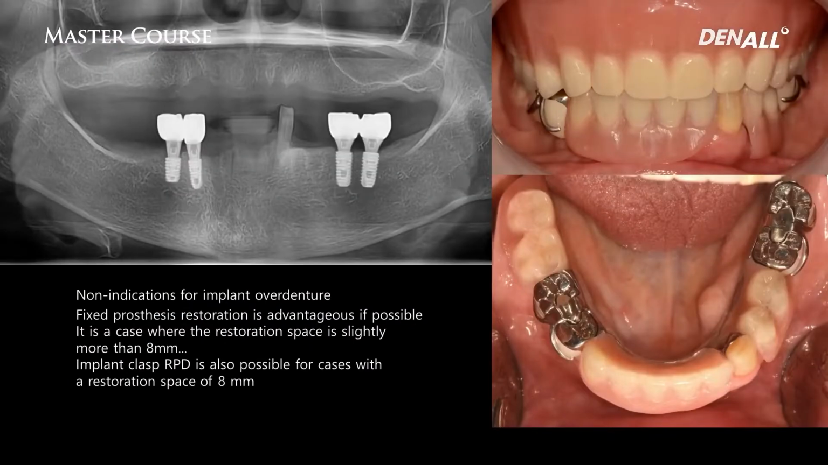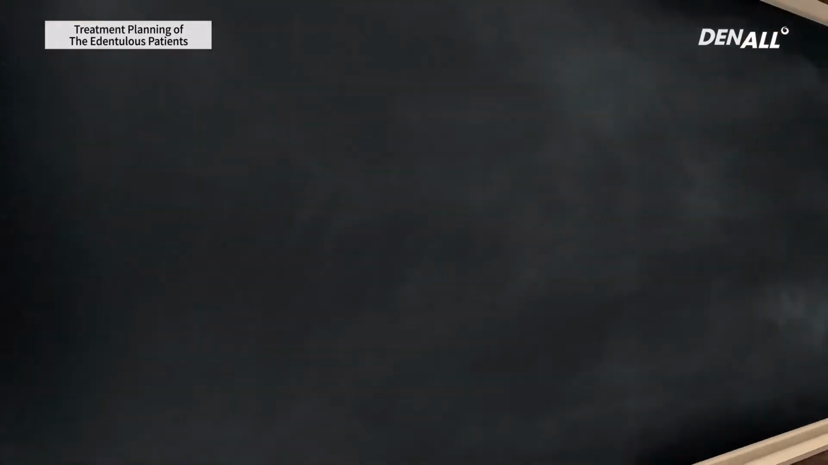This is a case where restoration space was slightly over 8 mm, and even in this case, although compromise may be necessary, implant clasp RPD is also a viable option.